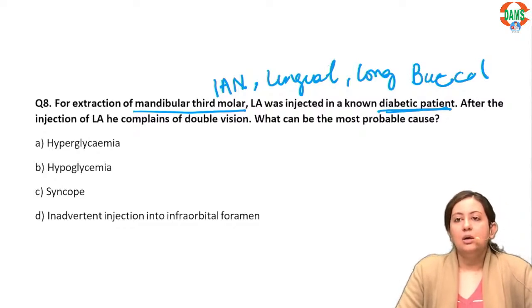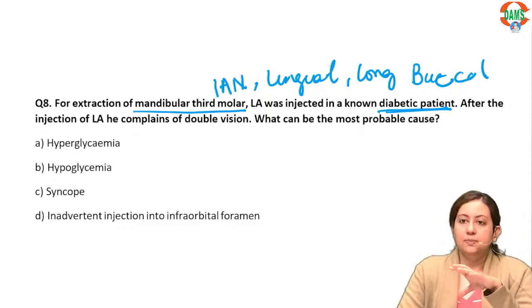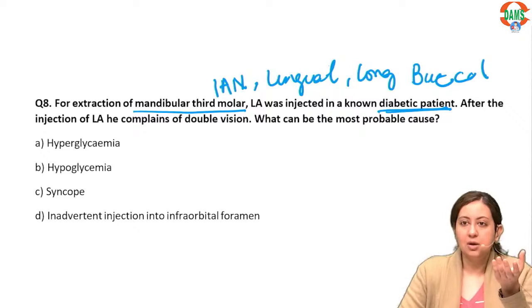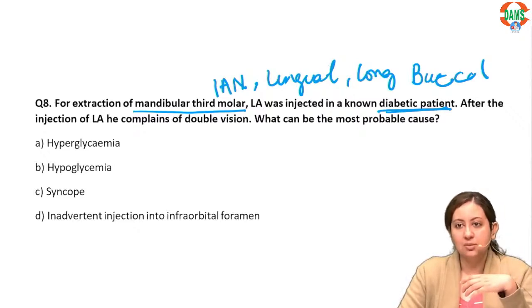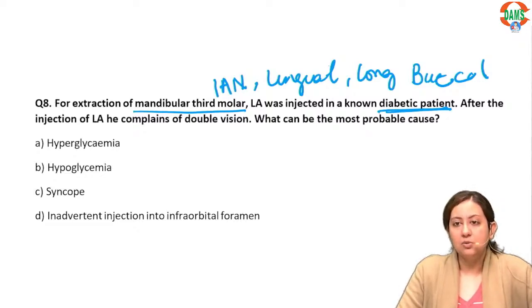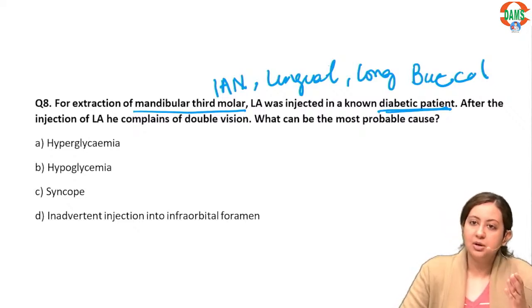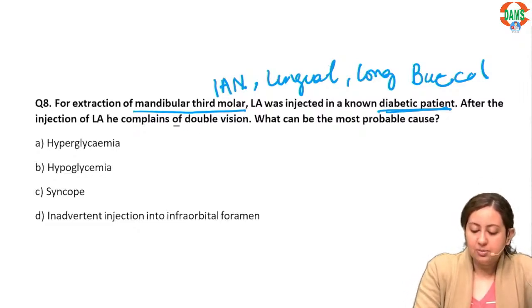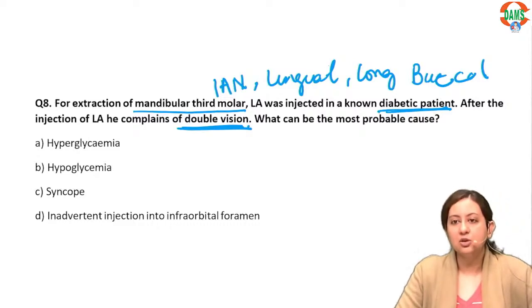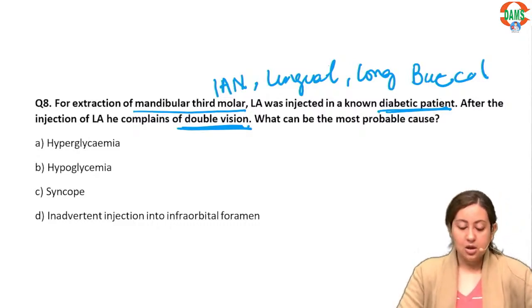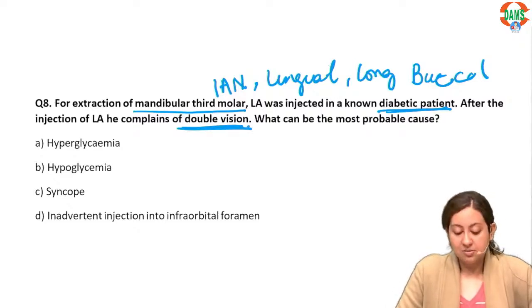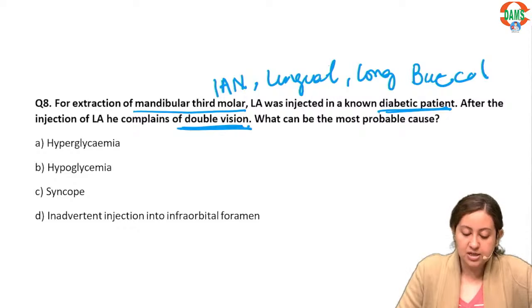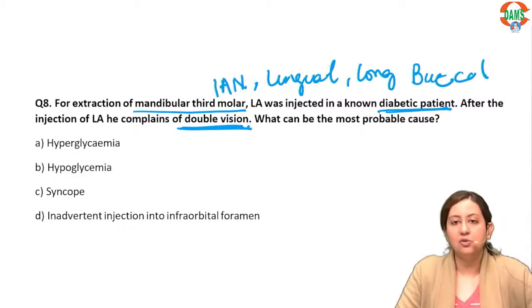Okay, now a known diabetic patient can either have hyperglycemia or hypoglycemia. These are the two most common things you will encounter with a diabetic patient. And he complains of double vision. Let's look at our options. Option A is hyperglycemia, option B is hypoglycemia, option C is syncope, and option D is inadvertent injection into infraorbital foramen.